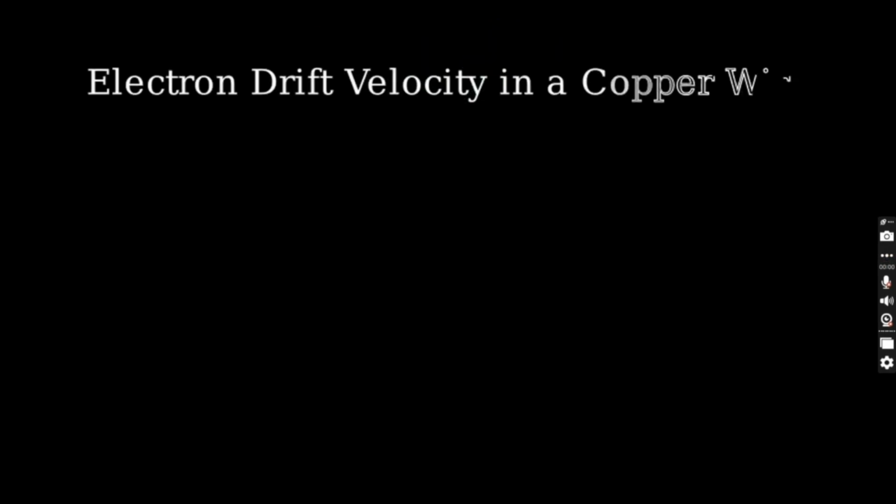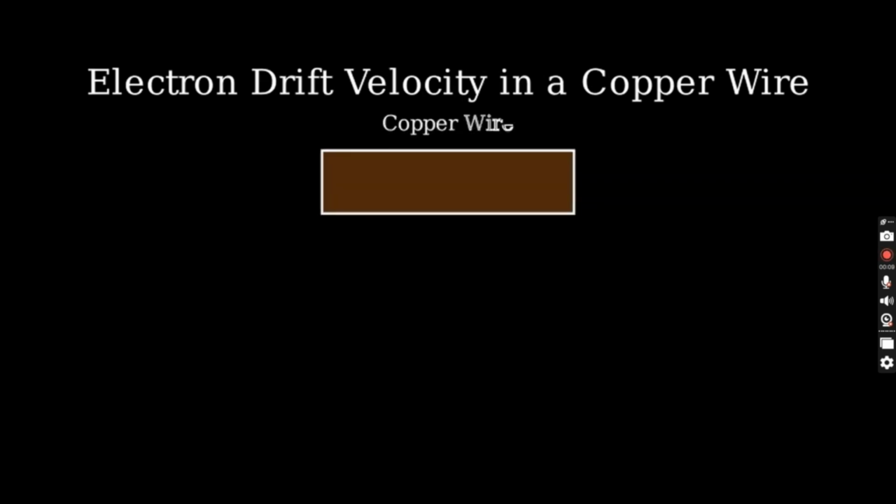Let's solve a problem about electron drift velocity in a copper wire. We need to find how many electrons pass through a cross-section of the wire in 1 second. Let's first visualize what we're working with. Here's our copper wire. It has a length of 0.021 meters and contains 3 times 10 to the 22nd free electrons. These electrons move with a drift velocity of 2 times 10 to the negative 5th meters per second.